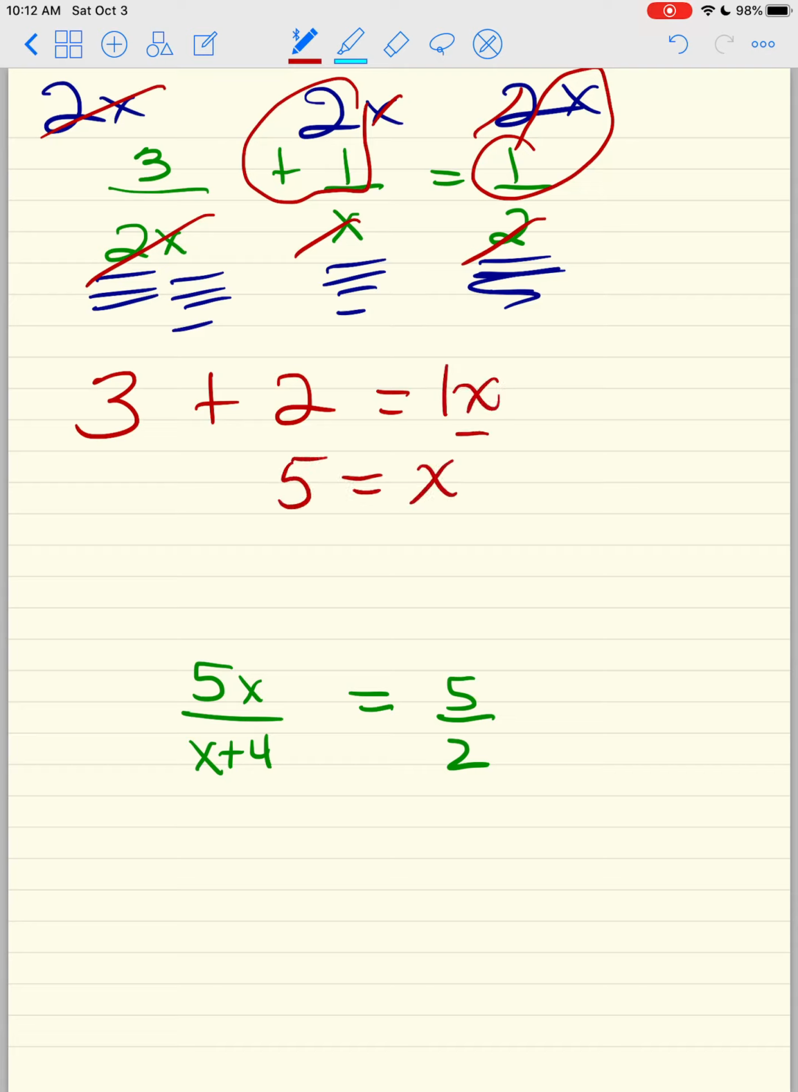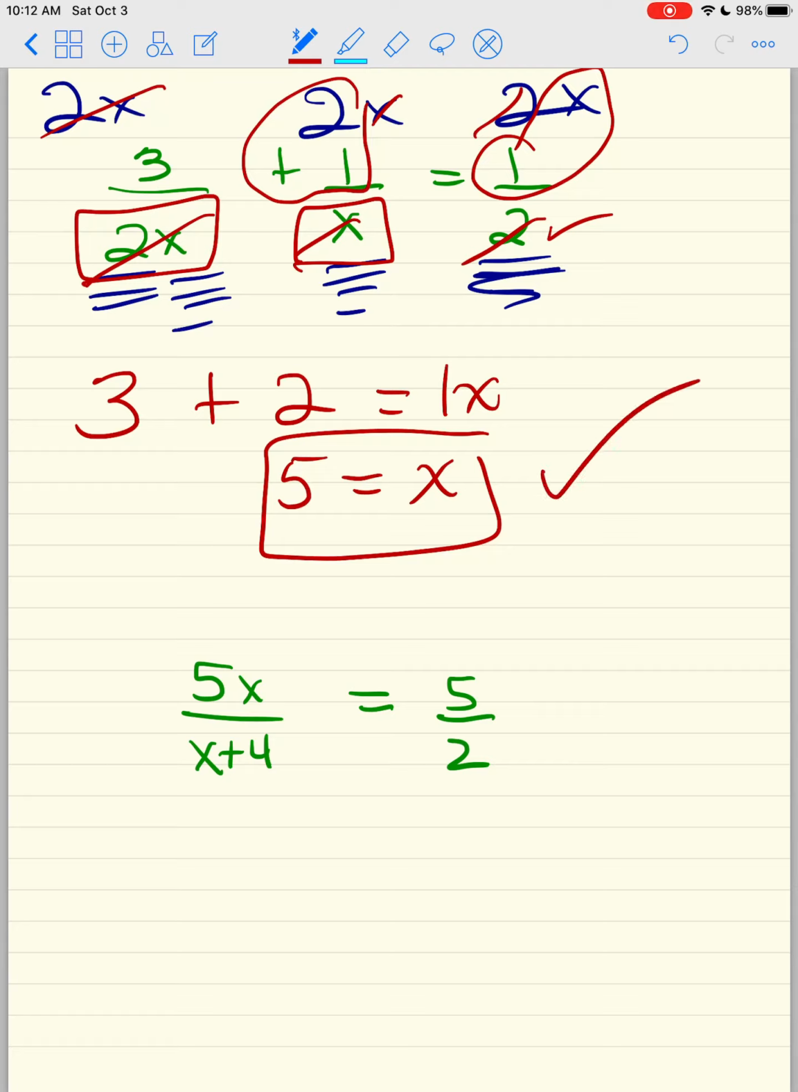Therefore, 5 equals x. If you put a 5 in here, you get a 10. That works. If you put a 5 in here, you get a 5. That works. You can't put anything here, so it's a 2. 5 works. Now, that's it for that problem.